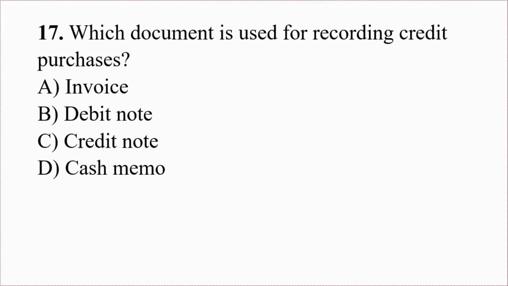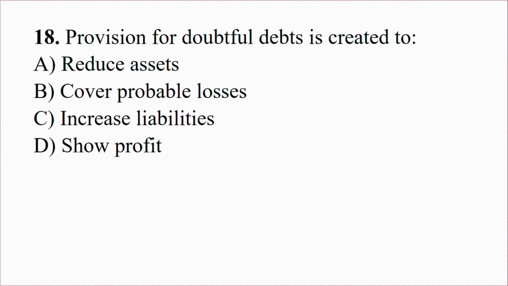Which document is used for recording credit purchases? Option A, invoice. Option B, debit note. Option C, credit note. Option D, cash memo. The correct answer is option A, that is invoice.